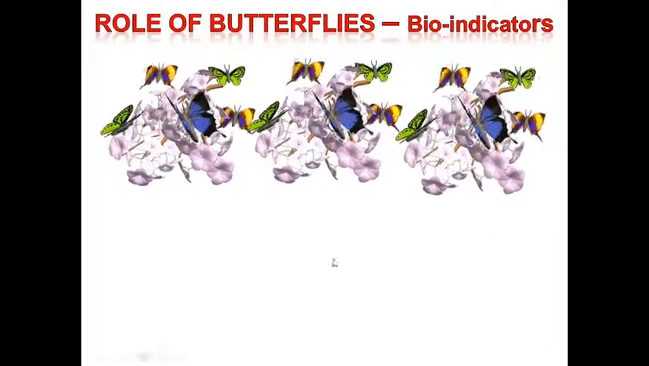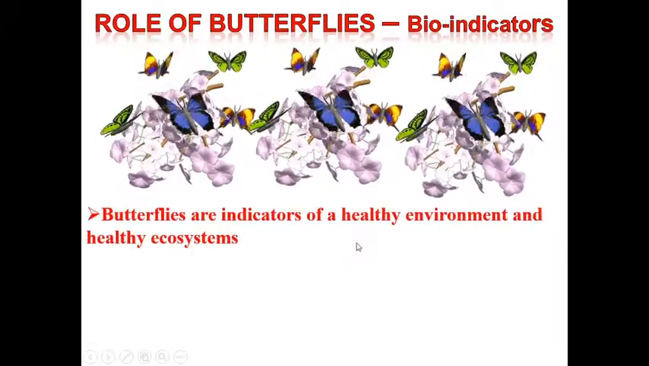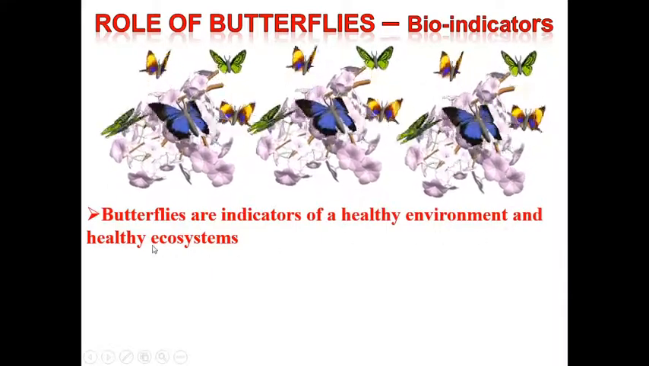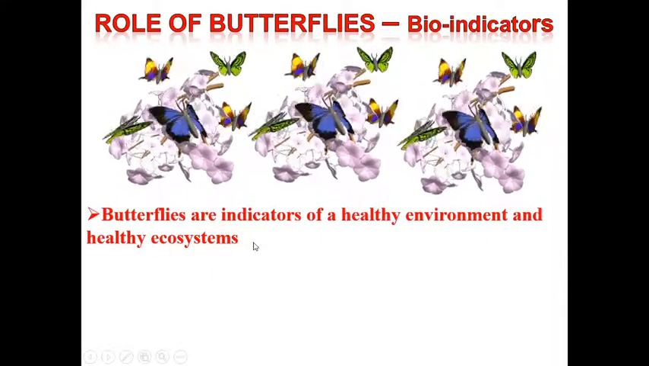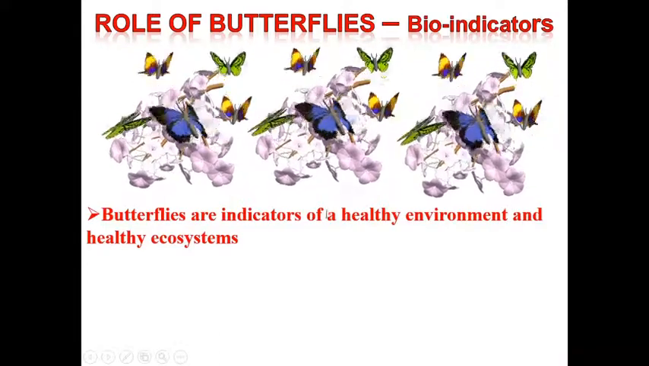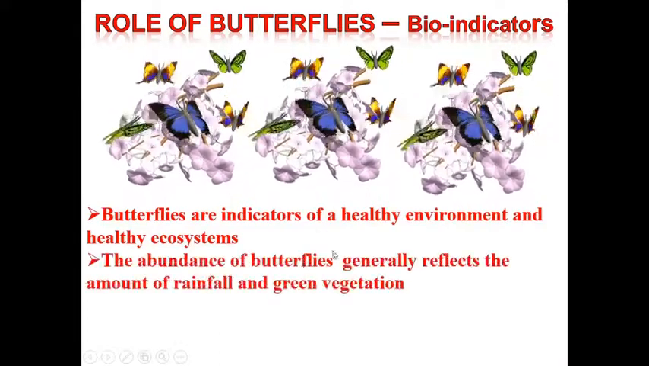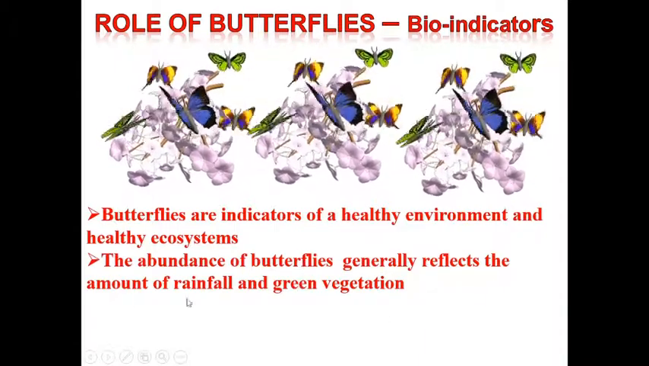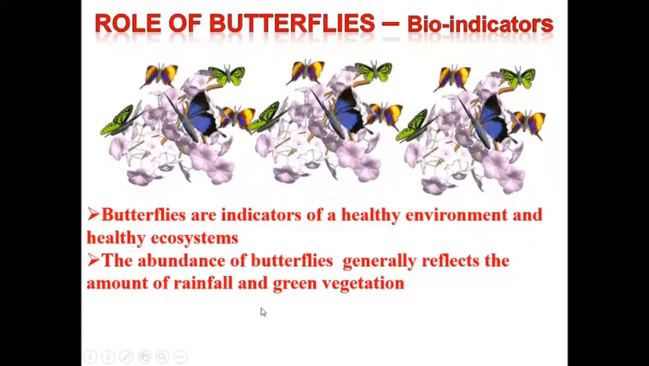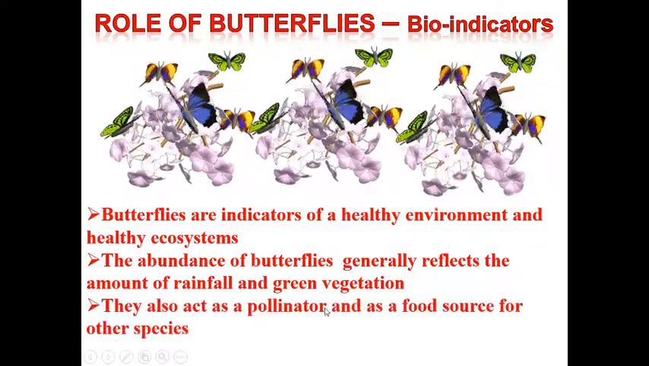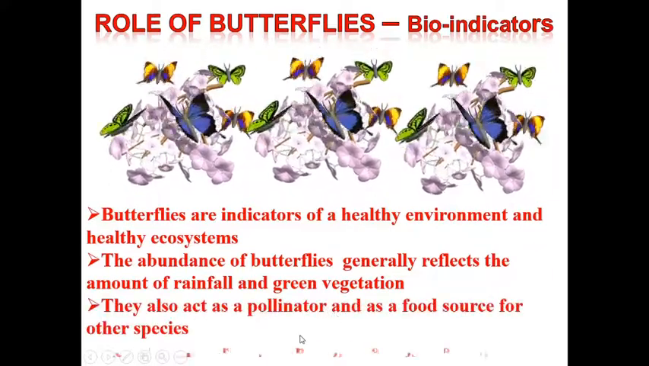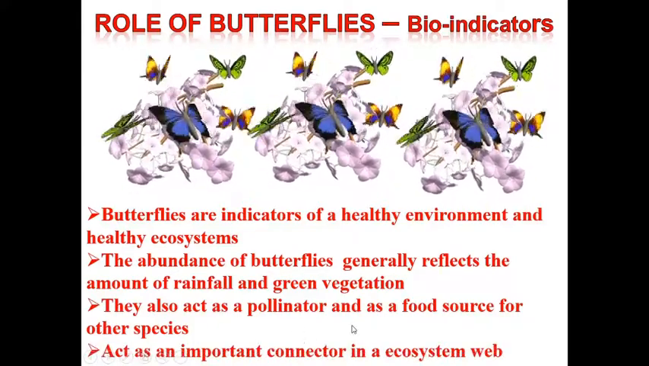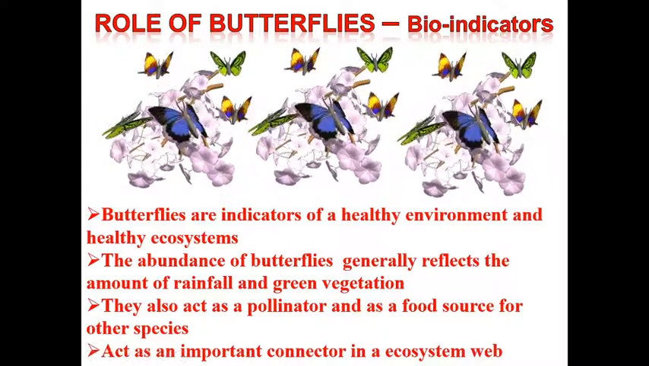So anyway, we'll see the importance of these butterflies. Butterflies are indicators of healthy environment and healthy ecosystems. Wherever there is a butterfly, that means that environment is very healthy. That ecosystem is very healthy. The abundance of butterflies generally reflects the amount of rainfall and green vegetation. They also act as pollinators and as a food source for other species. They also act as important connectors in an ecosystem web.